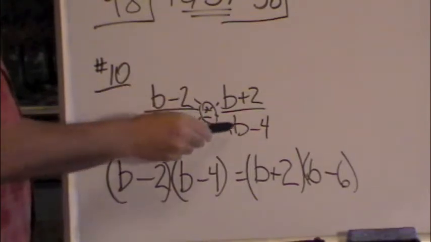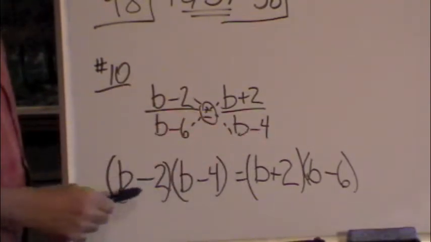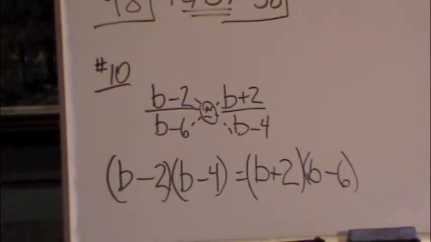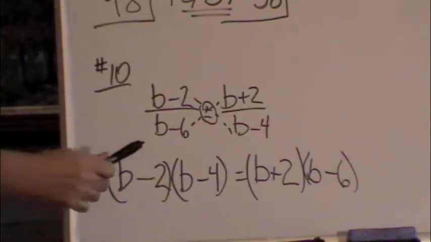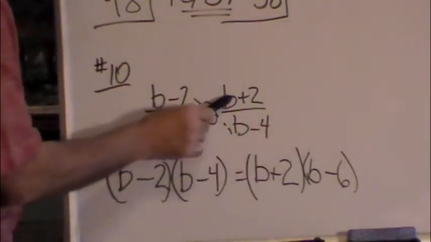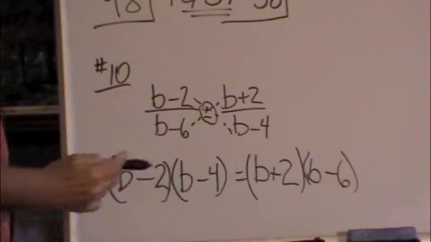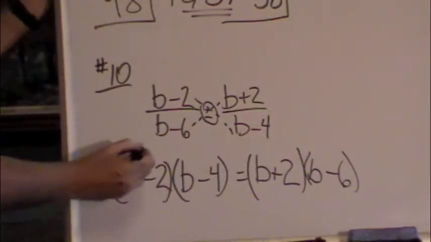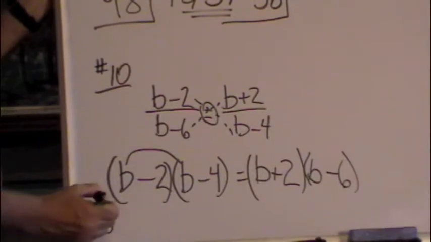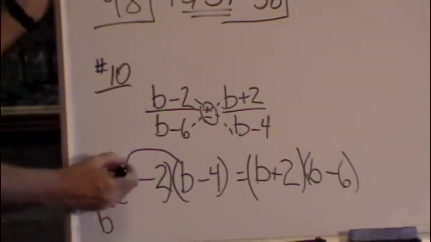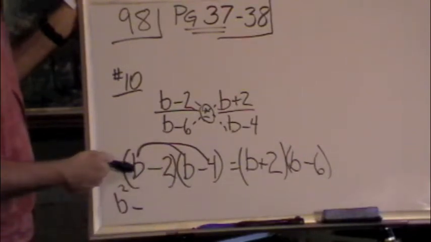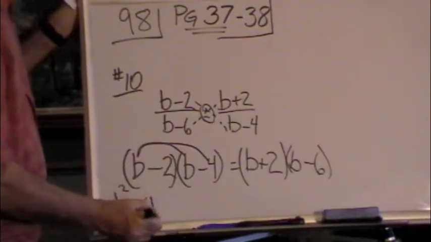B minus 2 times B minus 4. Use parentheses, you've got a foiling problem. You know how to FOIL by now? You're going to learn. And then B minus 6 times B plus 2 over here. What's B times B? B squared. B times that is what? Minus times a plus. Minus 4B.